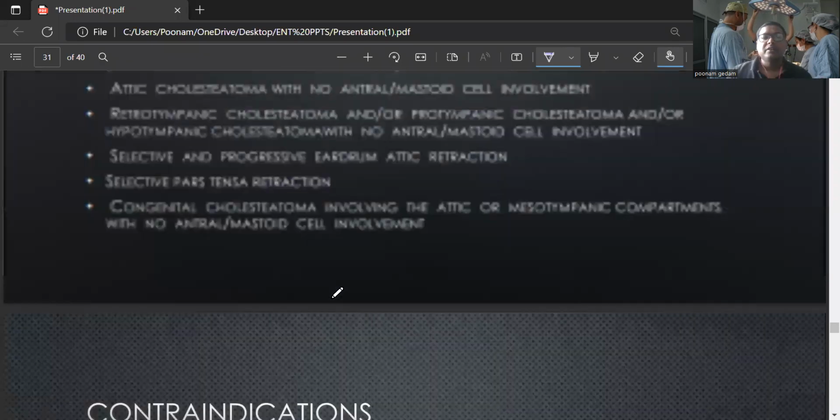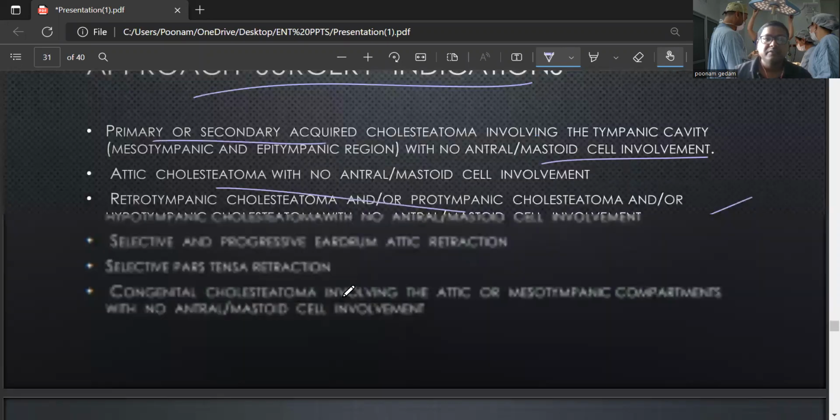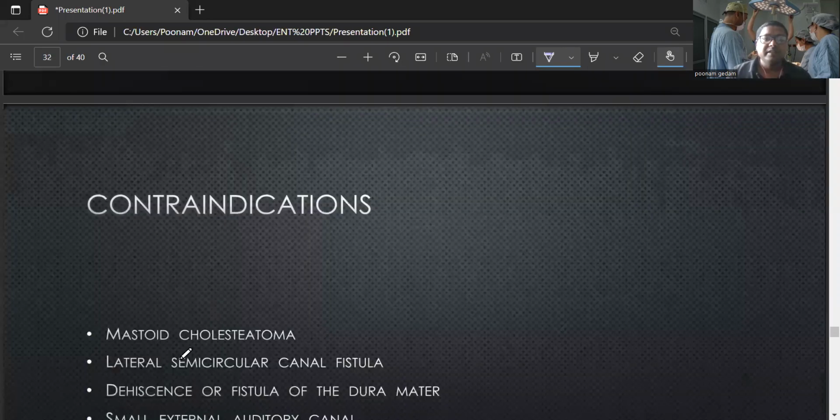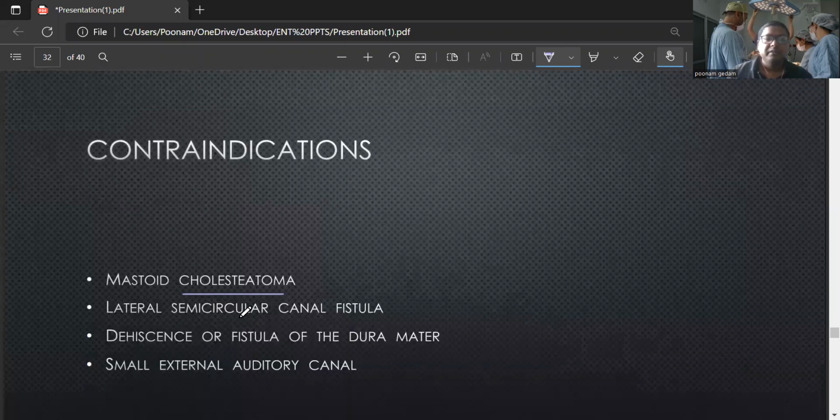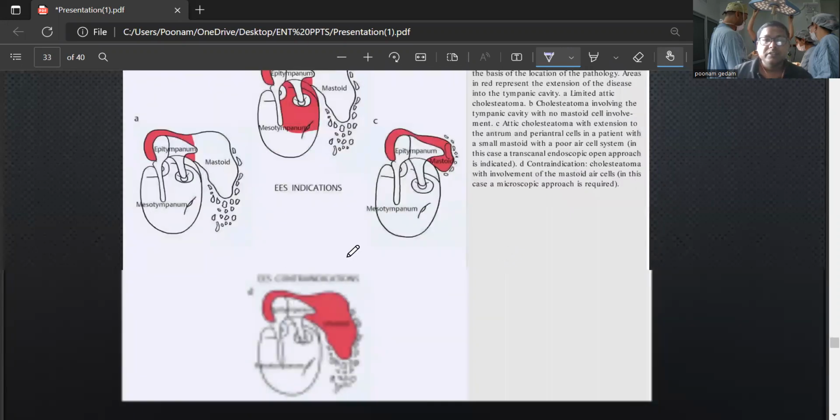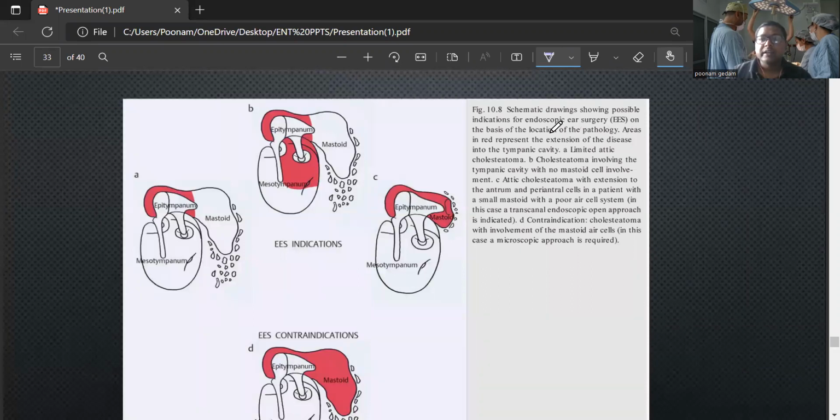So, what are the contraindications? Contraindications of transcanal exclusive endoscopic approach surgery: mastoid cholesteatoma, lateral semicircular canal fistula, dehiscence or fistula of the dura mater, small external auditory canal. This shows a possible indication for endoscopic ear surgery on the basis of the location of pathology, areas that represent the extension of the disease in the tympanic cavity. A is limited attic disease, B is no mastoid involvement but tympanic cavity is involved, C is attic cholesteatoma with extension to the antrum, D is a contraindication, that is cholesteatoma involving the mastoid.